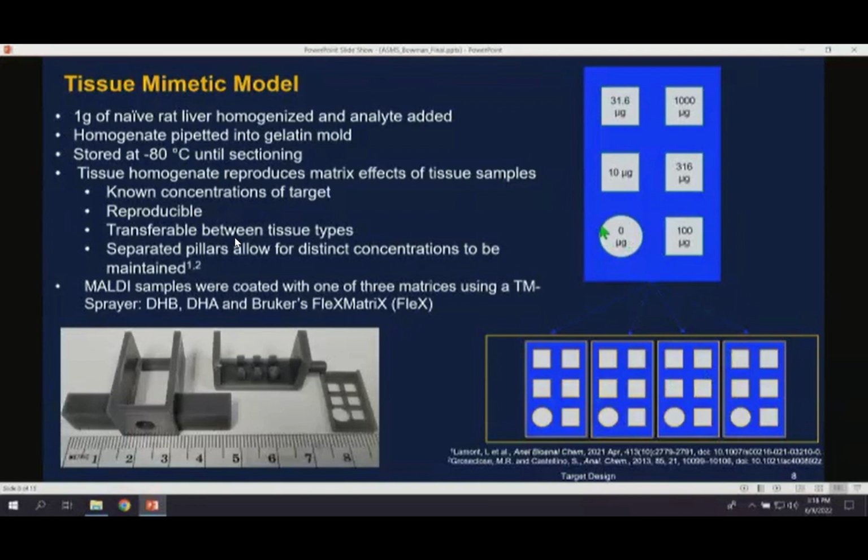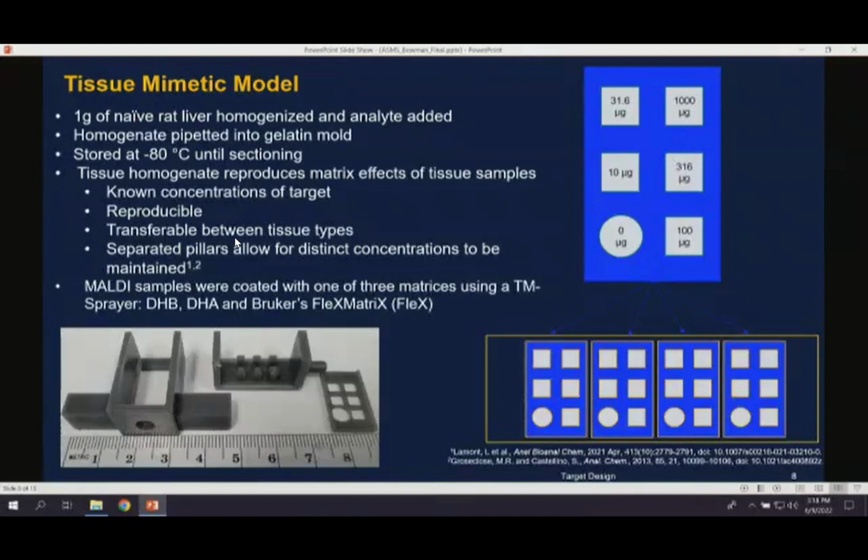And then for this set of experiments, we were running from 10 to 1,000 micrograms per gram of spiked drug in tissue homogenate. In this case, that tissue homogenate was a gram of naive rat liver. And then we included about 5% of drug in solution.